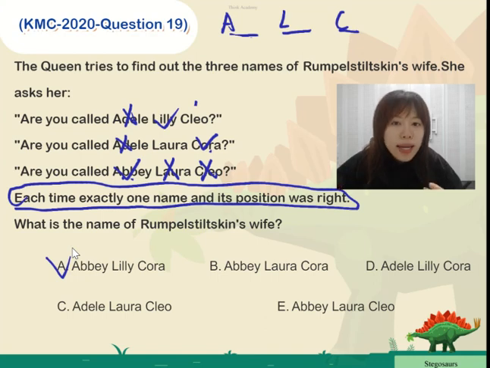So you have to analyze the hidden condition. The other two names and positions are wrong. That's a hidden condition. Okay, that's for today's practice.